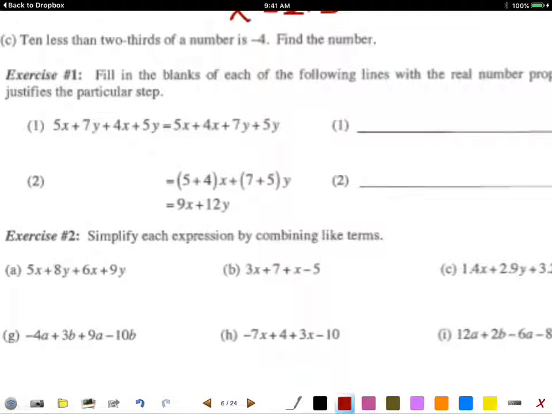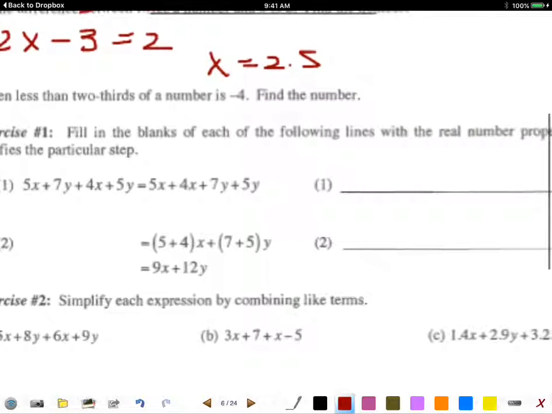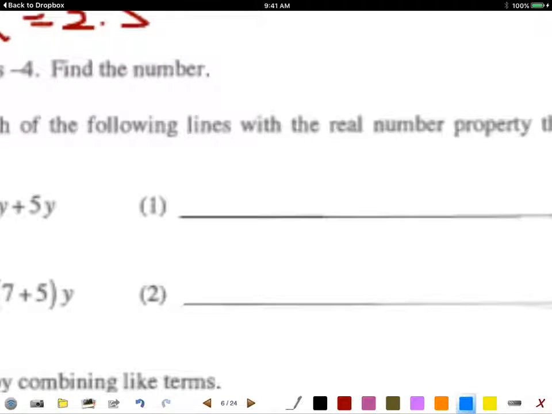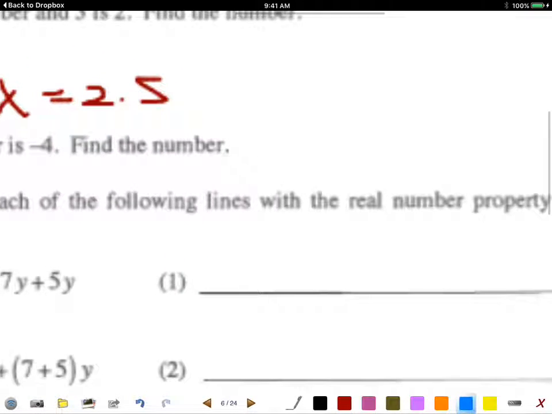Okay, let's look at the letter C. 10 less than 2/3 of a number is negative 4. How do we write that? 10 less than 2/3 of a number equals negative 4. 2/3 x minus 10 equals negative 4. Okay, go ahead and solve that. You should be getting rather good and quick at these two-step equations. If you have any questions, you need to be raising your hand and letting me know.